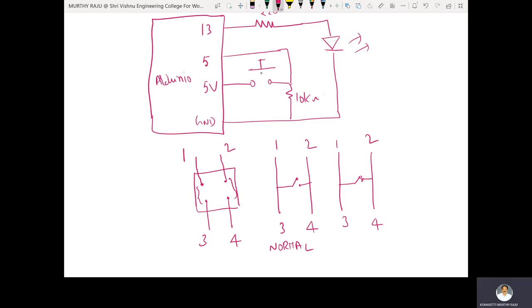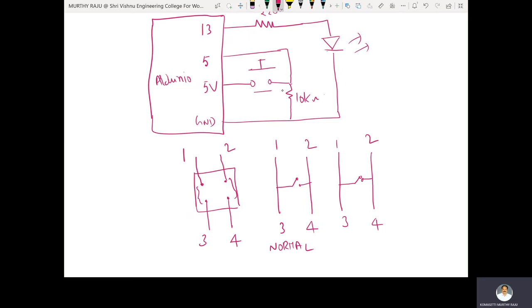In the other case, in the pressed condition, the switch is under pressure. A short circuit is created here. This 5 volt is directly connected to the 5th pin of the Arduino. Therefore, the output is 5 volts. That means high value.